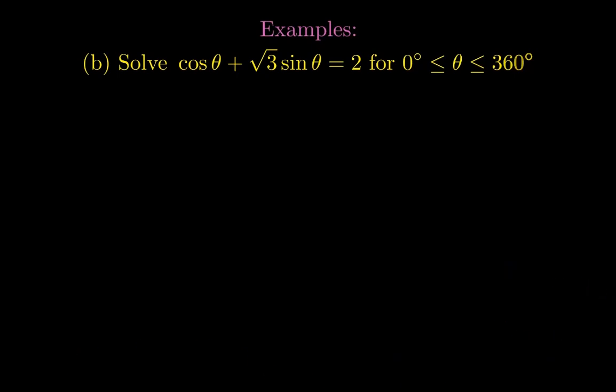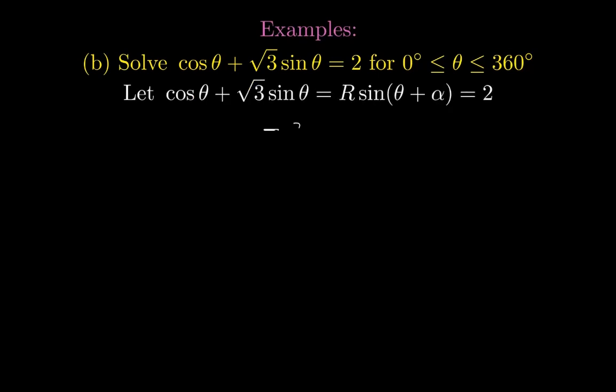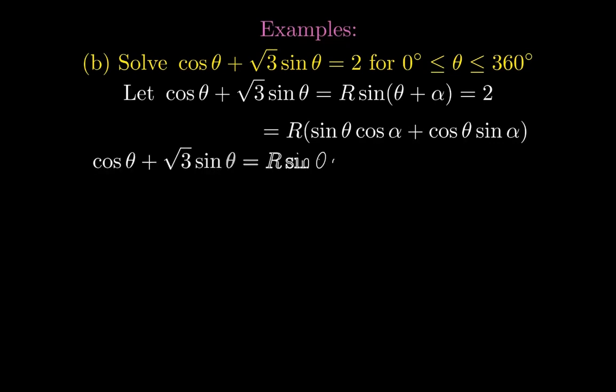We shall let the left hand side be equal to r sine of theta plus alpha, like so. And then, of course, it is also equal to 2, because everything here is equal to 2, and what we let here is going to be equal to 2. And now we are going to expand the r sine. After expanding, I'm opening the brackets and writing the whole equation so that we can see it clearly.